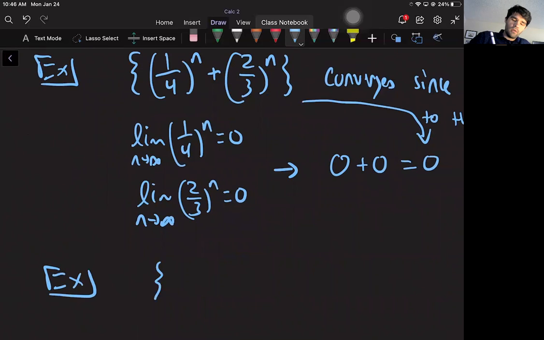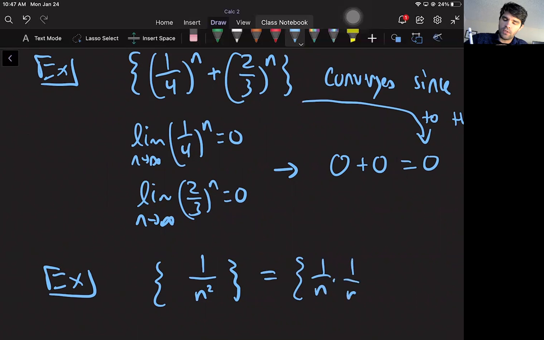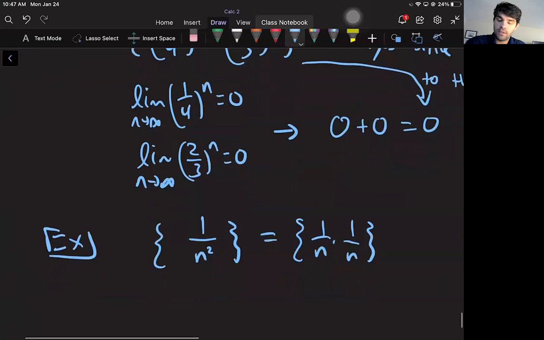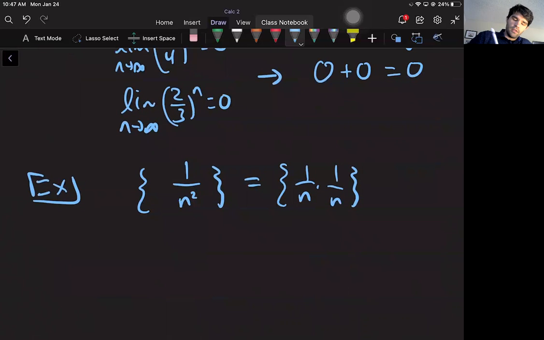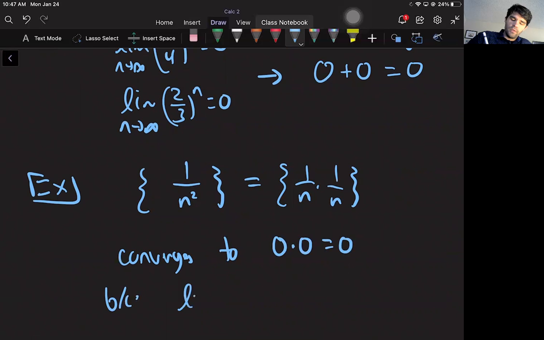The multiplication one. If I want to know, like, what about 1 over n squared? Because I already know about 1 over n, we did that one earlier. Well, I can think about it as multiplication between two 1 over n's, and then this will converge to 0 times 0, because each individual one converges to 0.